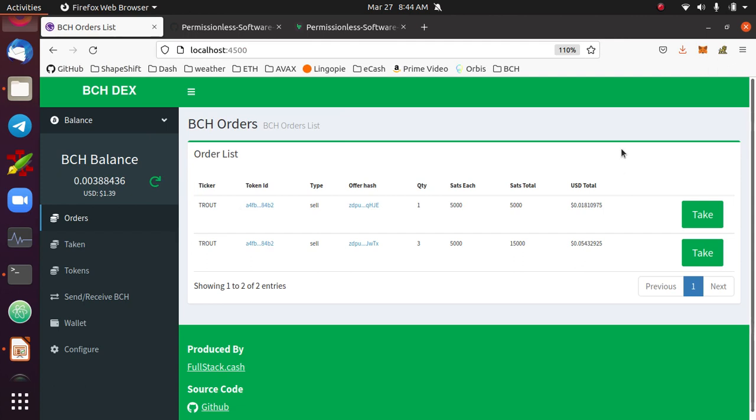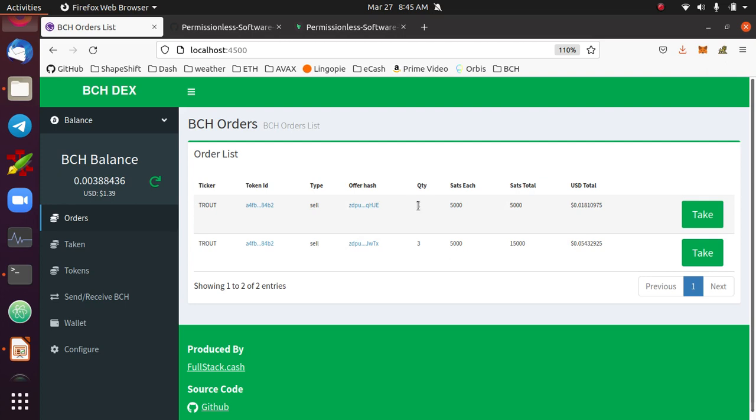All the software here is on my computer, and this is the order list. It's just a table, kind of like a spreadsheet. There are 2 orders that exist right now, both for trout tokens. There's a link to go check them out. The stuff on the right here is what I want to draw your attention to.